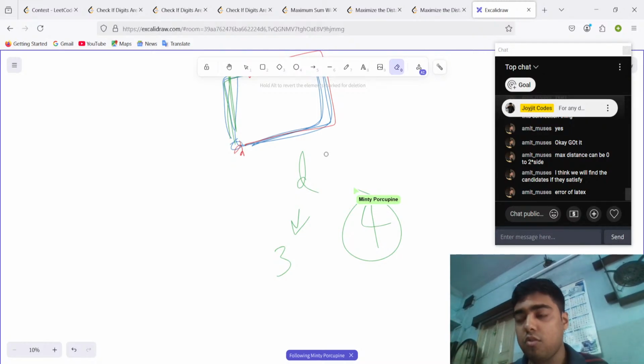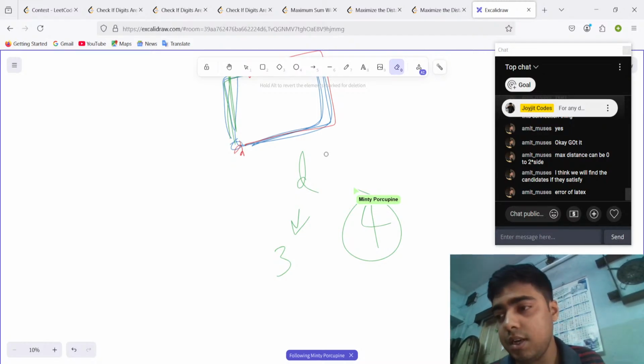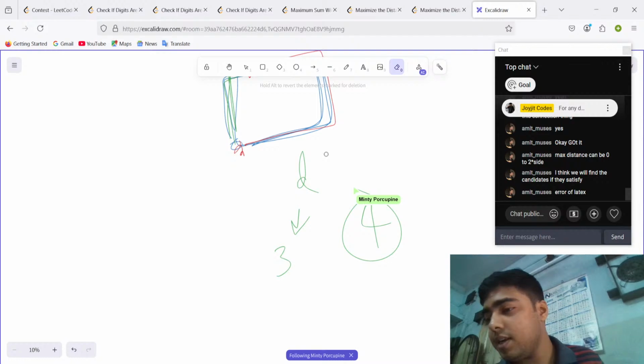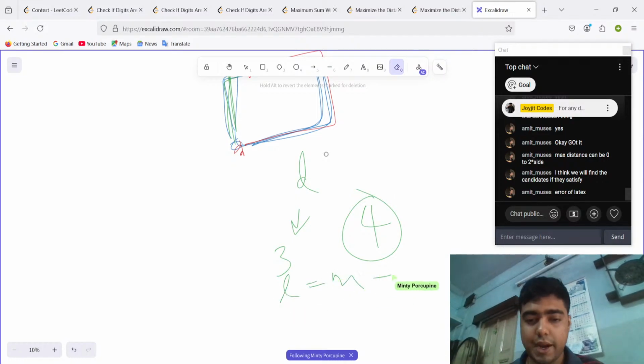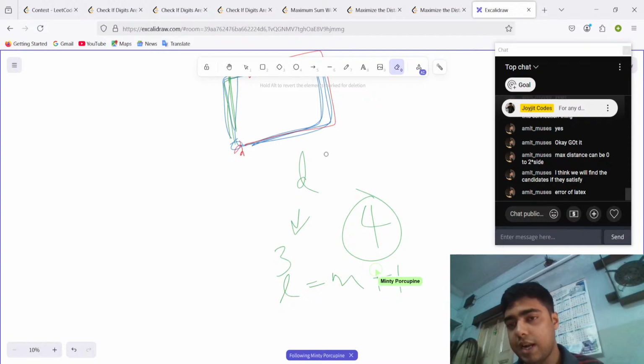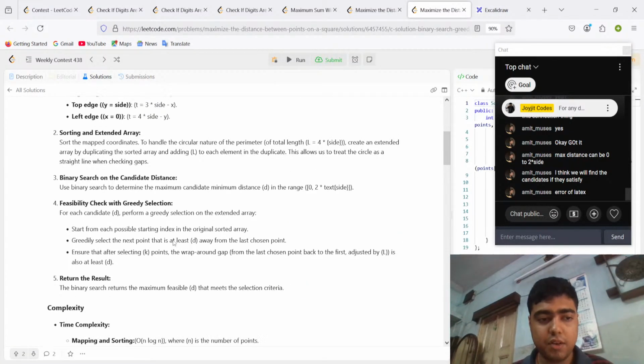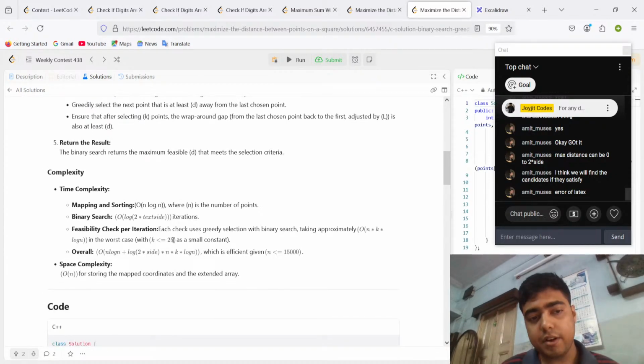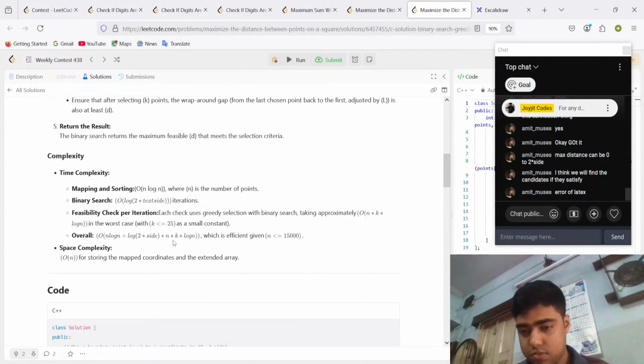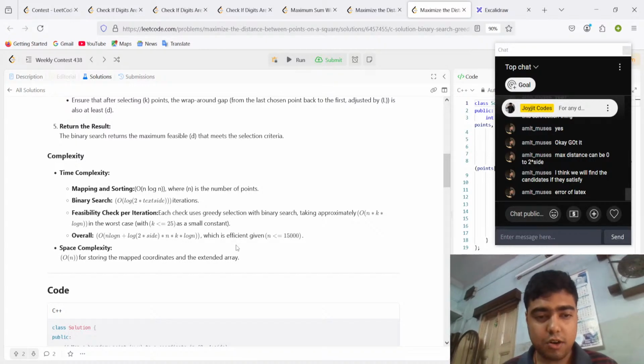And how to increase the value of D in binary search? It is L equals mid plus 1, right? That is the formula, you know. That is the reason we are using binary search, then putting the feasibility check with greedy, and then we return the answer. Till now, any doubt? This is the whole solution only. But any doubt, anyone?